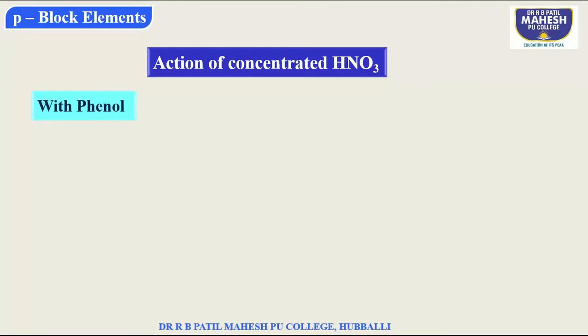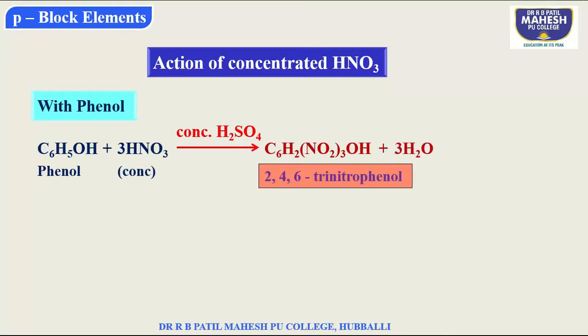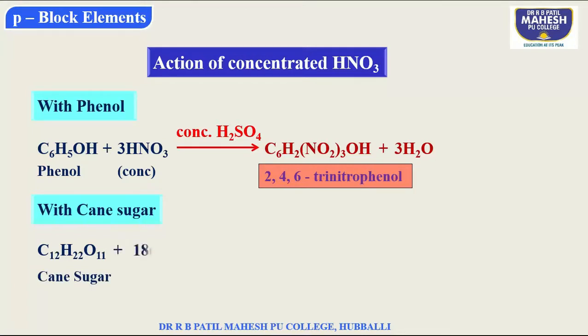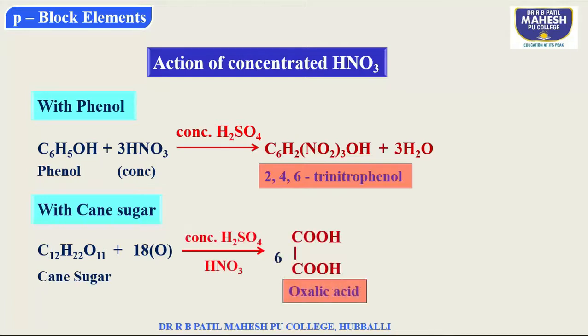Action of concentrated nitric acid on phenol. When phenol undergoes nitration with concentrated nitric acid and concentrated sulfuric acid, we are going to get 2,4,6-trinitrophenol along with water. With cane sugar. When sucrose or cane sugar reacts with concentrated nitric acid, which acts as an oxidizing agent, it oxidizes this cane sugar to oxalic acid and water.